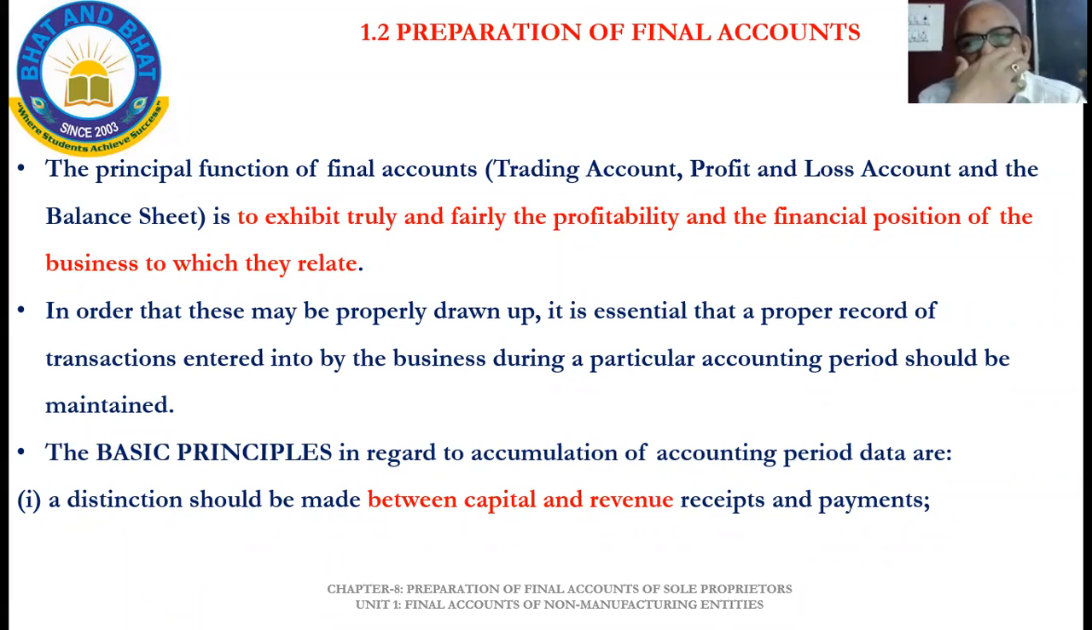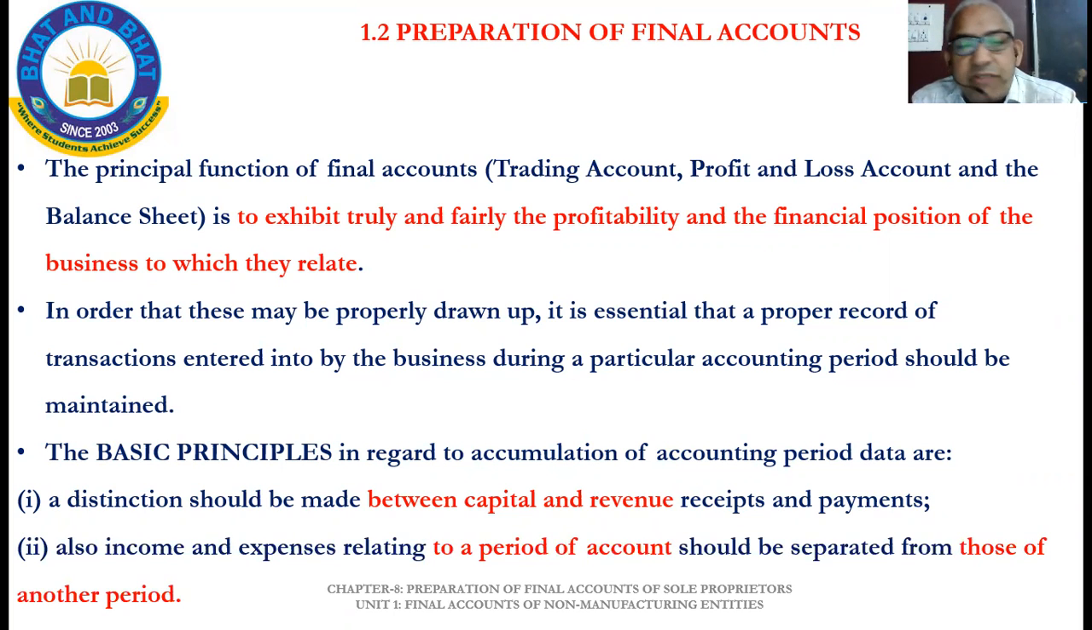If a repair is done to existing machinery during that year, that is a revenue expenditure or revenue payment. This is a simple example to understand the difference between capital and revenue expenditure or receipts. We have studied this earlier; we did a whole chapter on capital and revenue. Also, income and expenses relating to a period of account should be separated from those of another period.